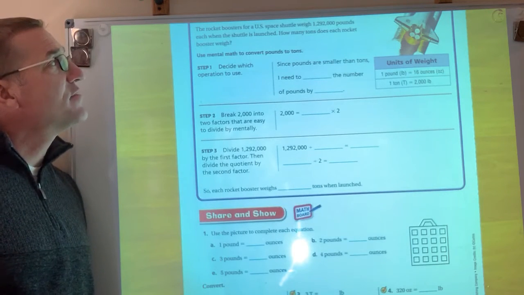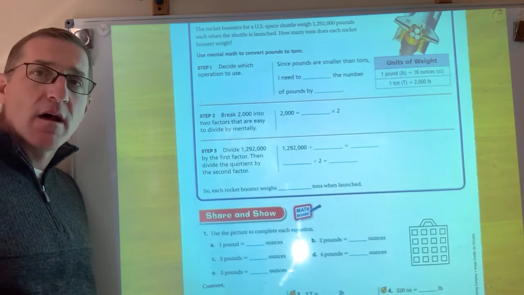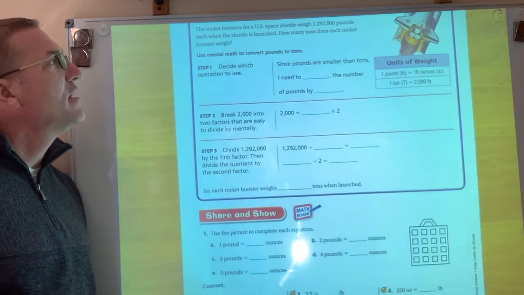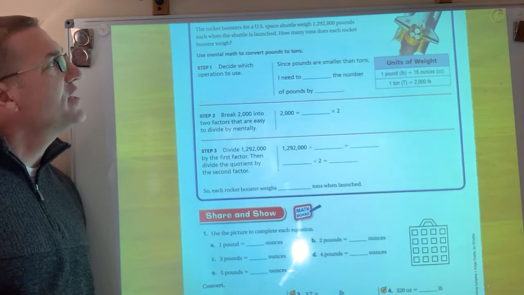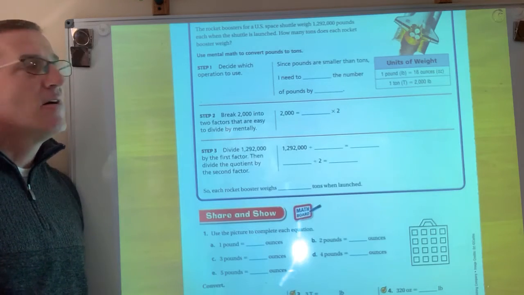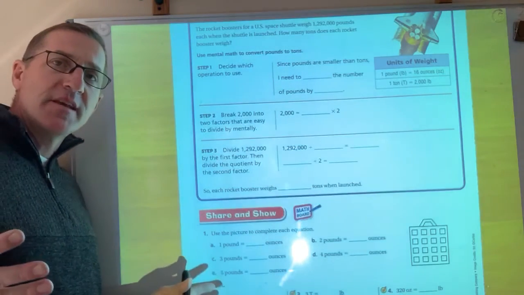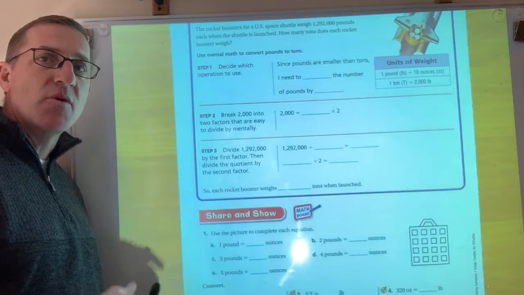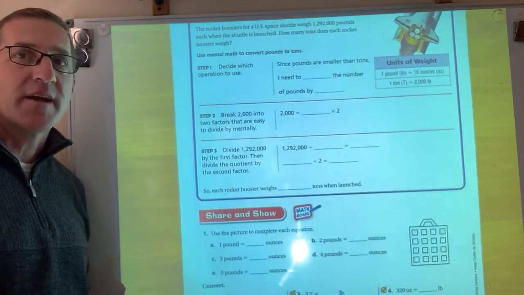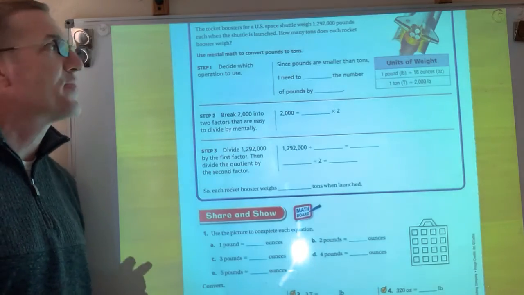The rocket boosters of a U.S. space shuttle weigh a whopping 1,292,000 pounds when the shuttle is launched. How many tons does each rocket booster weigh? Tons weigh a lot, they're big, so I need fewer. So we are obviously going to divide, right? If I have 1,292,000 pounds, I'm not going to have more than that in tons, right?